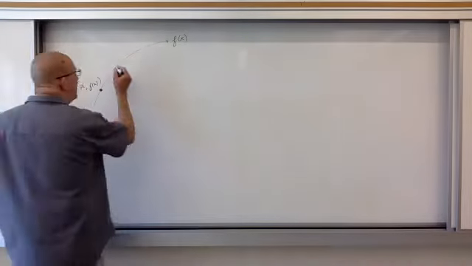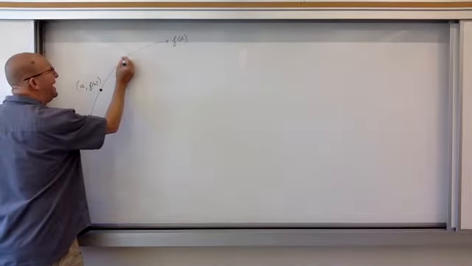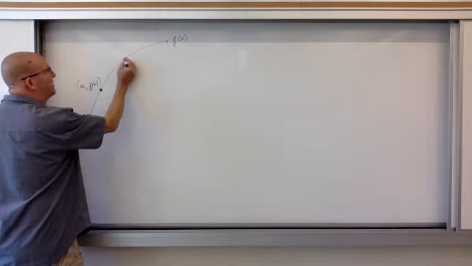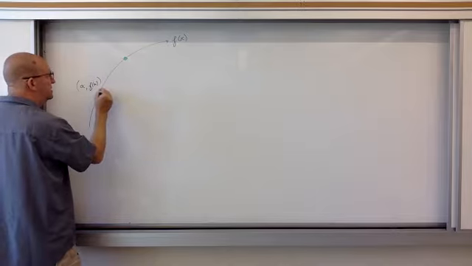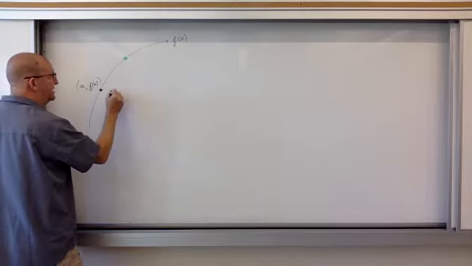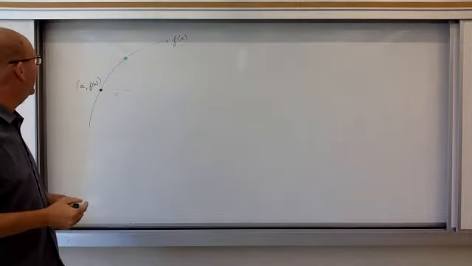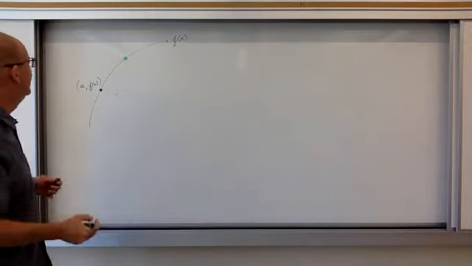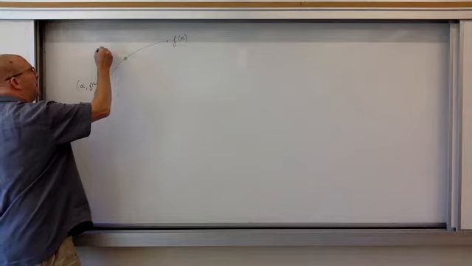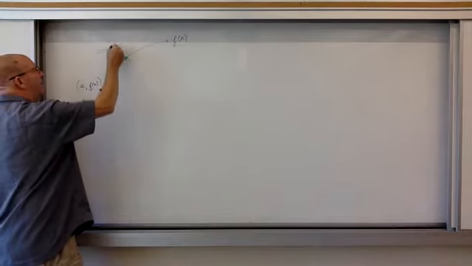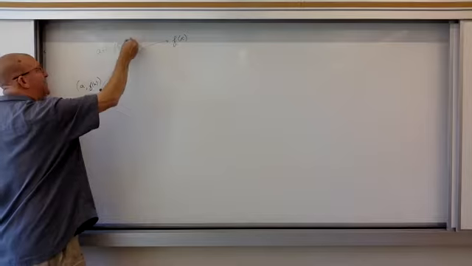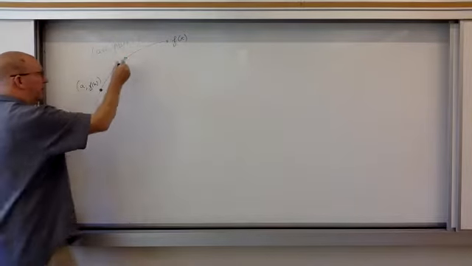Let's say we go out h units. So that distance there is h. I hope everybody can see that. My green pen is a little light. So that makes this point up here a plus h, comma, f of a plus h. Okay?